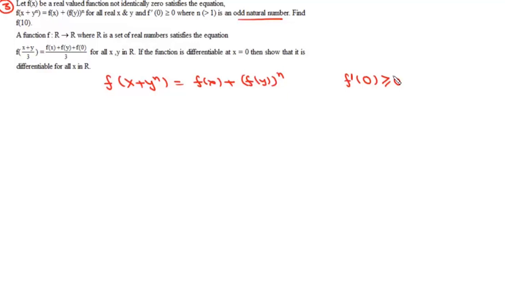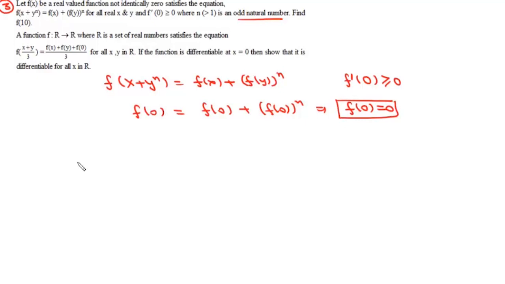Now first we'll find the value of f(0). Now if we put x and y both 0, it will be this f(0), this is f(0), and this is f(0) to the power n. So from here we can say the value of f(0) is 0. Now we write f'(x).